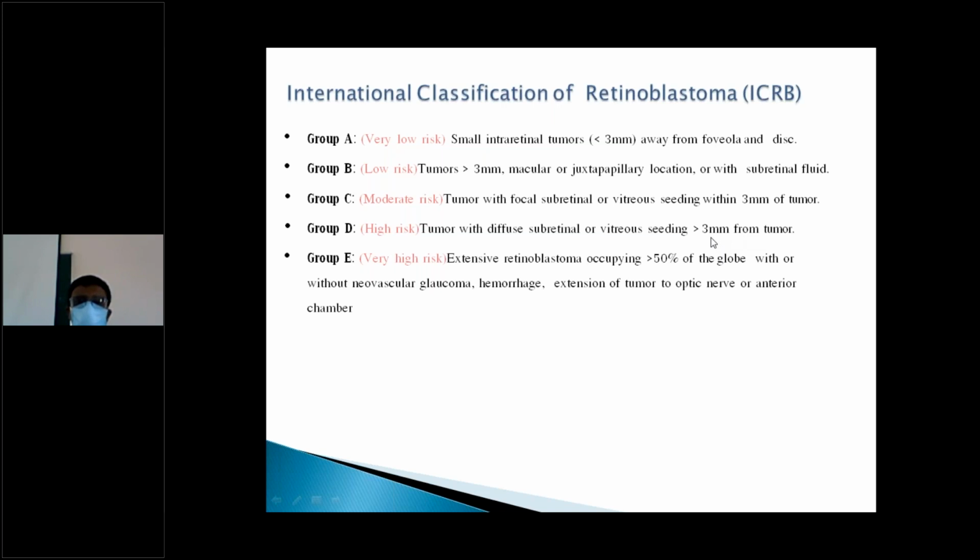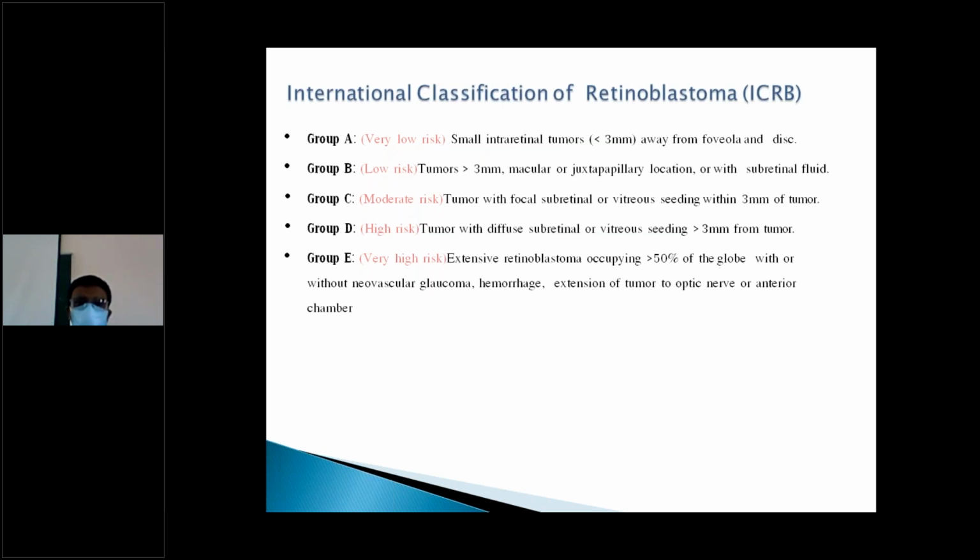This is the international classification of retinoblastoma. Very low risk means tumor less than 3 mm in size. Low risk means tumor more than 3 mm in size. Moderate risk means focal seeding. High risk means diffuse seeding. Very high risk means the tumor is occupying more than 50% of the globe. If you remember like this, it is simple, very simple.